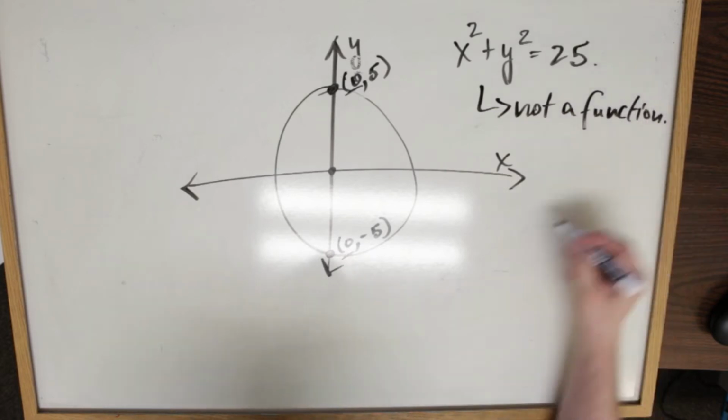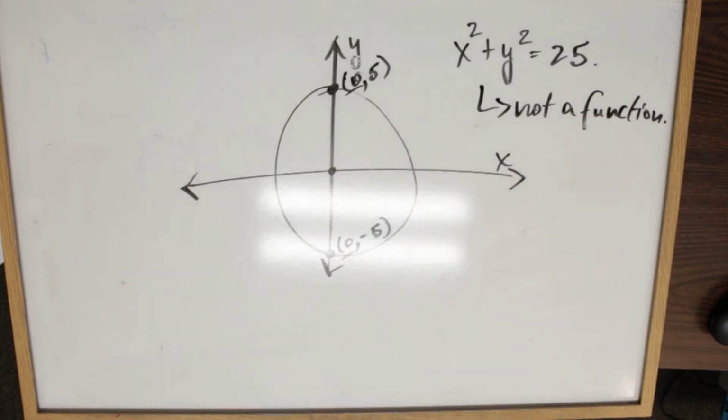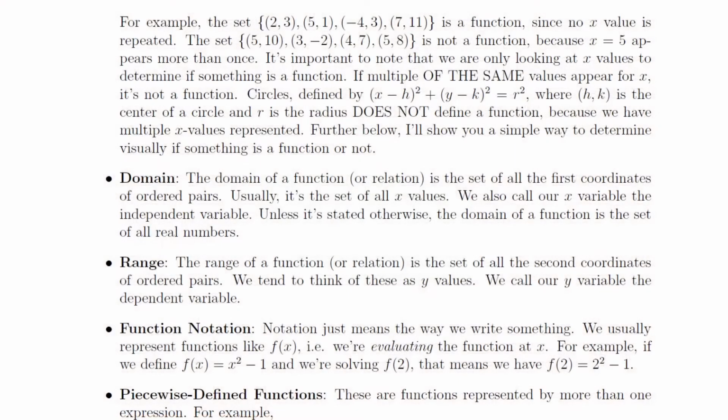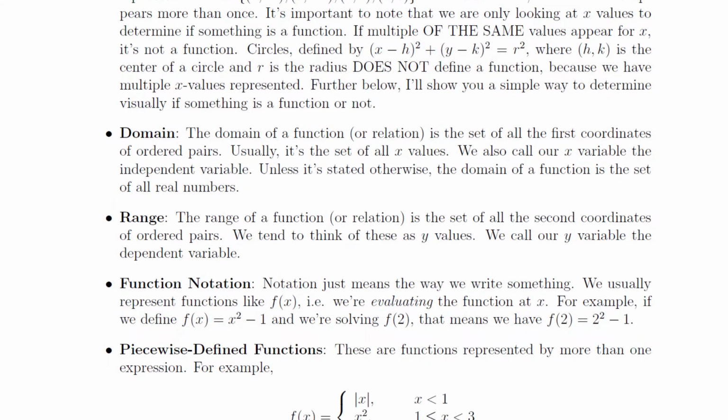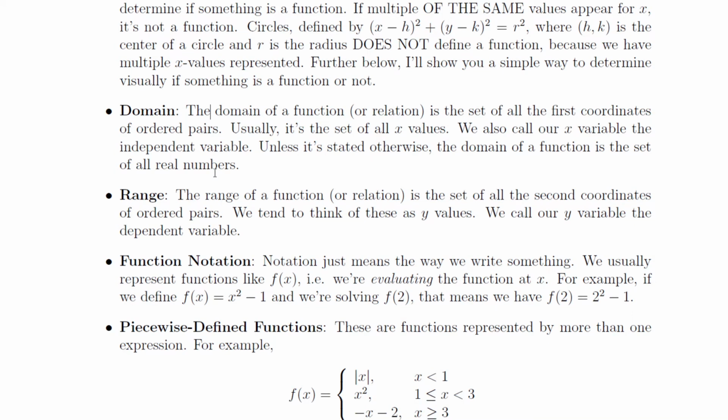So in general, when you see anything that kind of loops over itself like that, you're not going to have a function. It's just going to be what we call a graph. All right, so some of these terms we've probably used in the past, but I just want to spend a little bit of time clarifying or defining them, kind of formally.